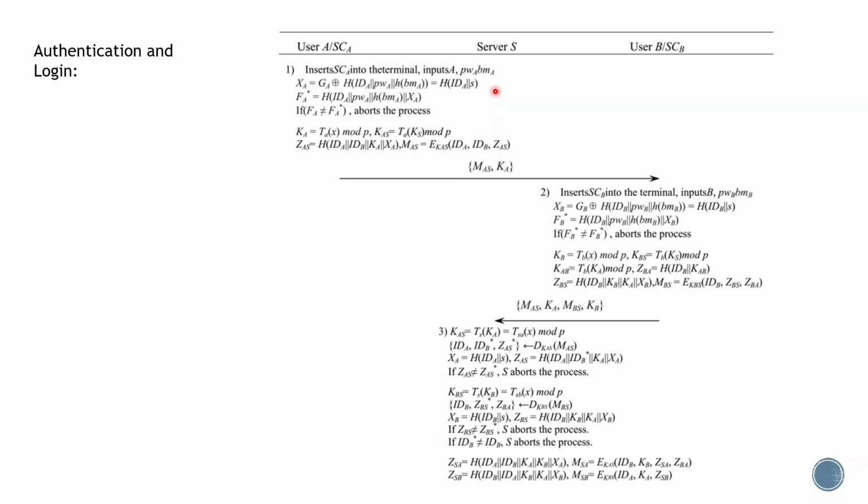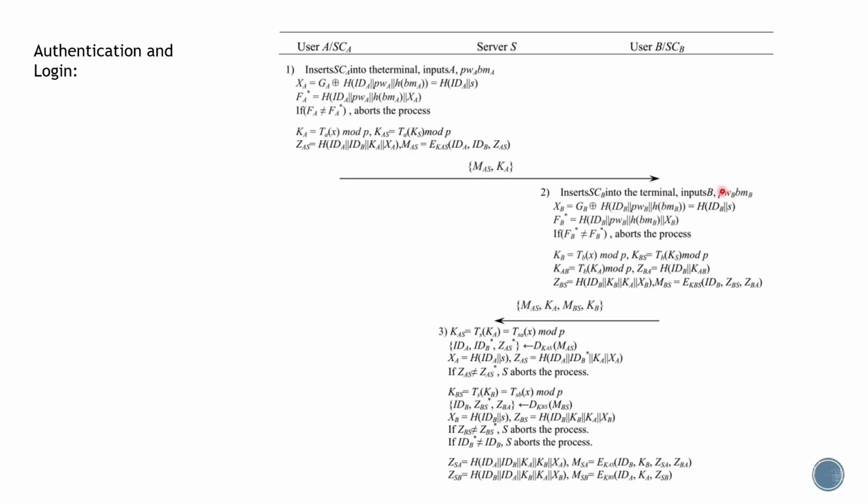Now going to the authentication and login phase itself, user A initializes the process by entering his user ID, password, and biometric data and verifying using his smart card that was previously generated. These and a few other values are calculated, and user A sends these values to user B.